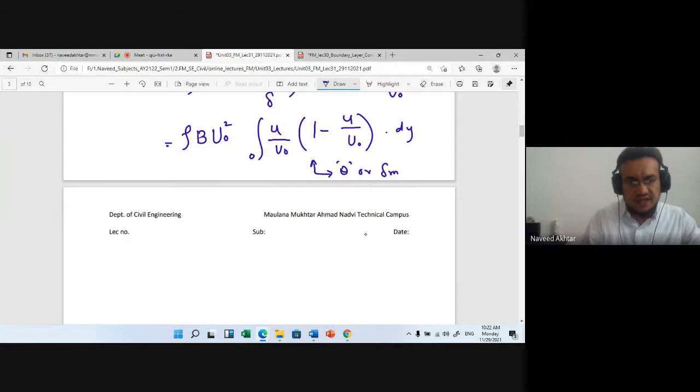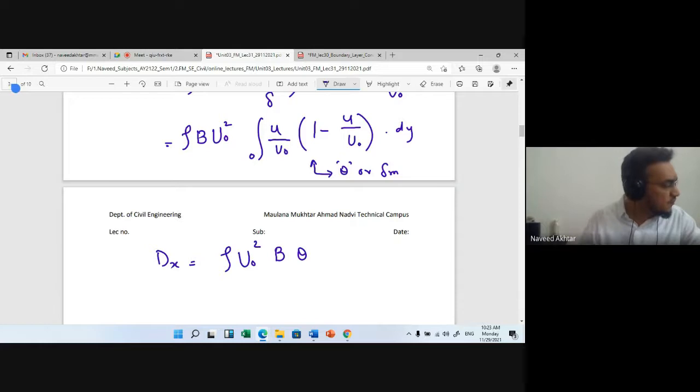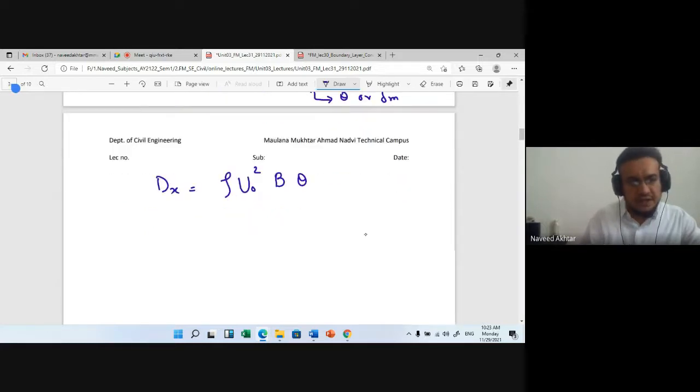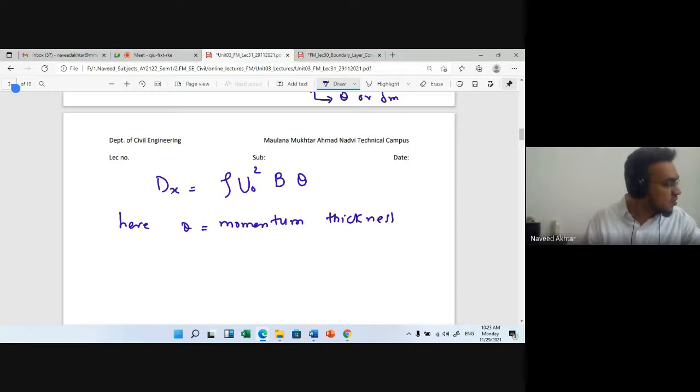So at distance x, the drag will be rho u0 square b into theta. Here theta is equal to the momentum thickness.